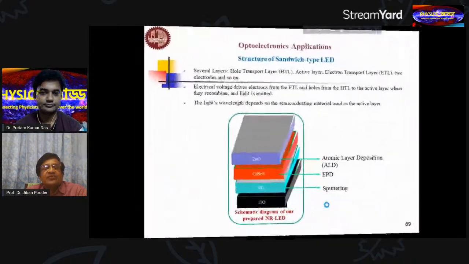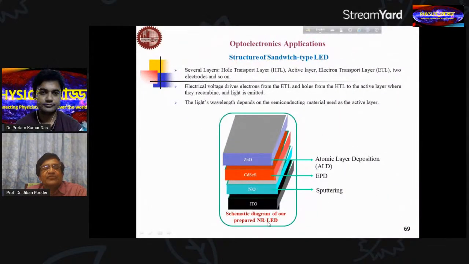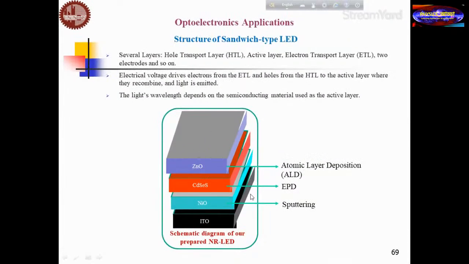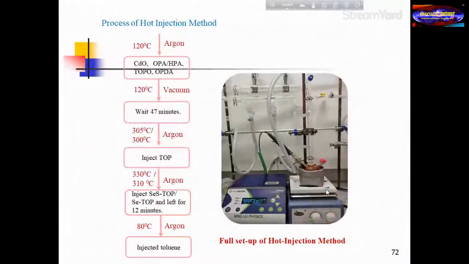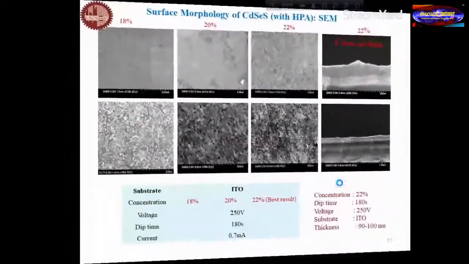There is also another purpose: as-grown samples can be used for LED applications. That part we did in Ireland, at Limerick University. The active layer is cadmium selenium sulfide, with zinc oxide and nickel oxide, and ITO on the glass substrate as an electrode. So we got the first detection. I will not talk about that; it was grown by the hot junction technique.